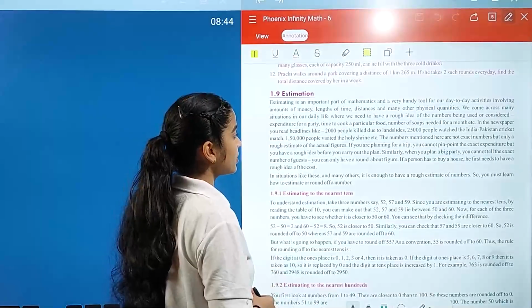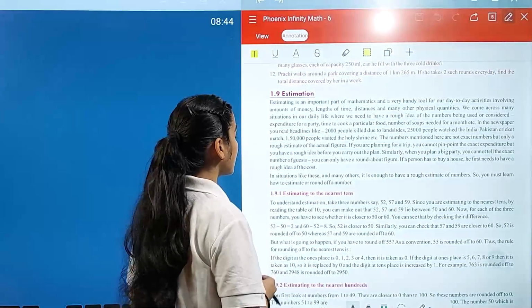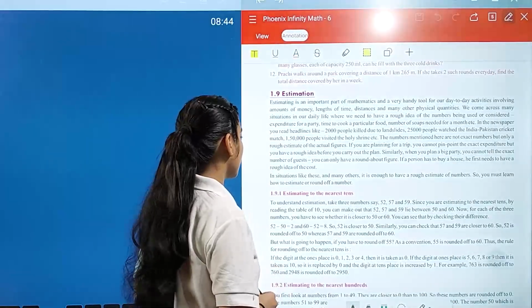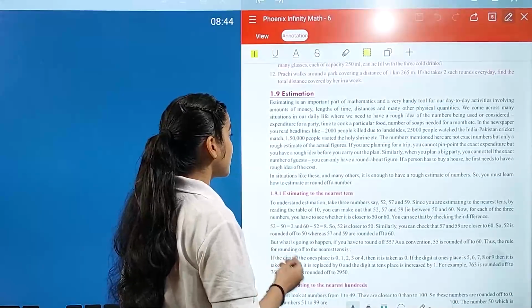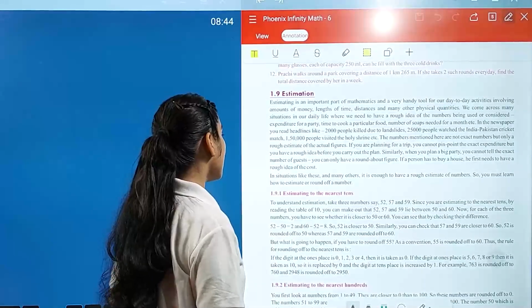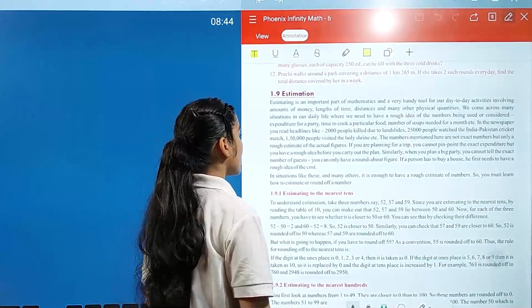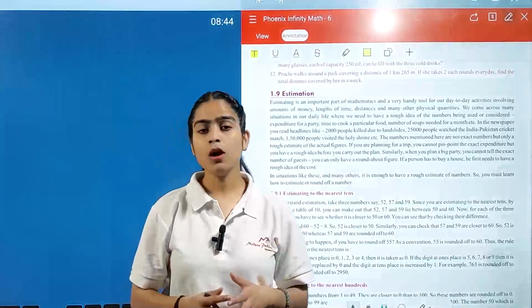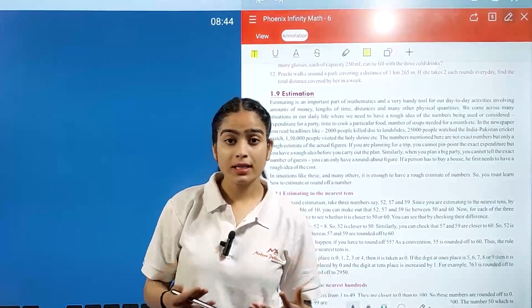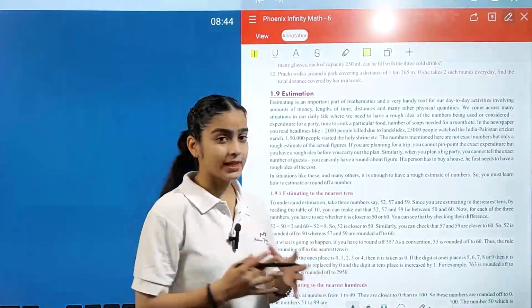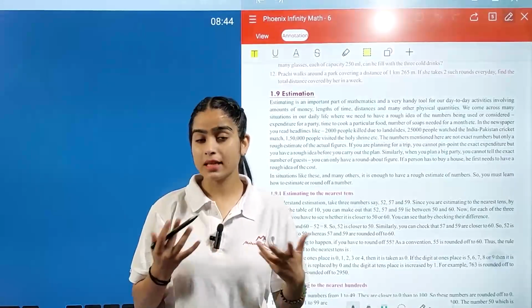The numbers mentioned here are not exact numbers but only a rough estimate of the actual figures. If you are planning for a trip, you cannot pinpoint the exact expenditure. You have a rough idea before you carry out the plan. So what you understand by reading this paragraph is that estimation is a random guess, right?